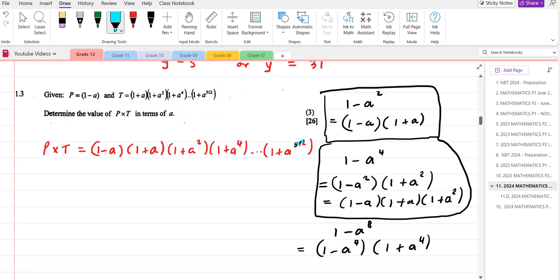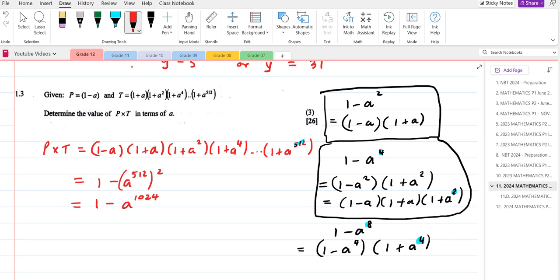See this number here is 4, that's 8, right? Look at this now, last number, this is 2 and that's 4. It's like double. So the product of all this will just be equal to 1 minus A to the power 512 squared, right? So 1 minus A to the power 512, you should get 1024, right? So that's the value of P times T. I hope you guys understood that.